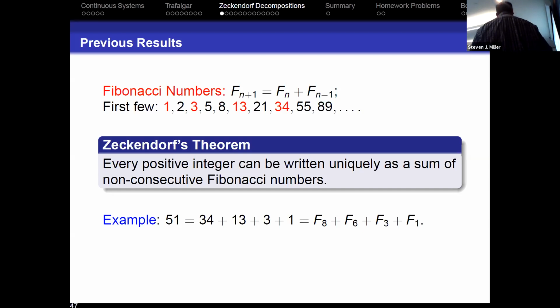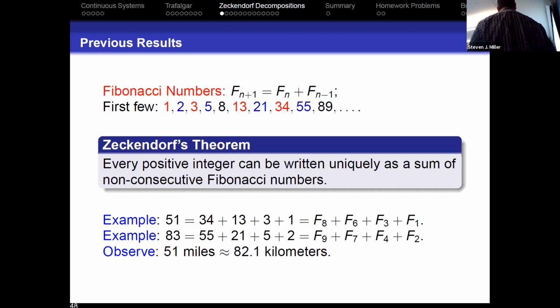Now, we do like to do applications. So I will give you the most absurd possible application of the Fibonacci numbers in the world. I learned this from Carl Pomerance, who I believe learned it from Andrew Granville. If you can find a worse, more absurd application, I'll give you extra credit. Right? 83 is 55 plus 21 plus 5 plus 2. 51 miles is almost 83 kilometers.